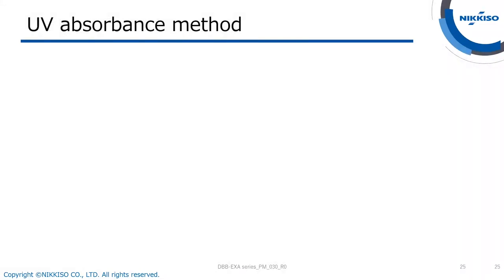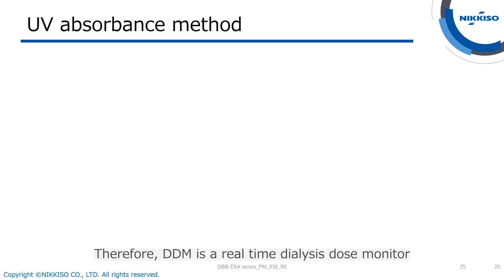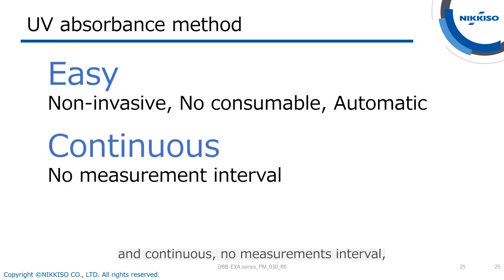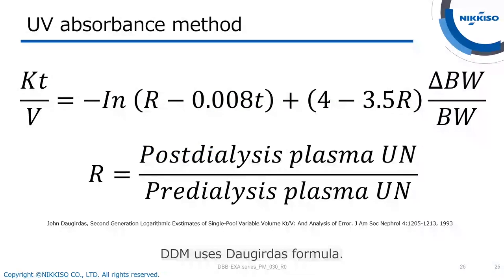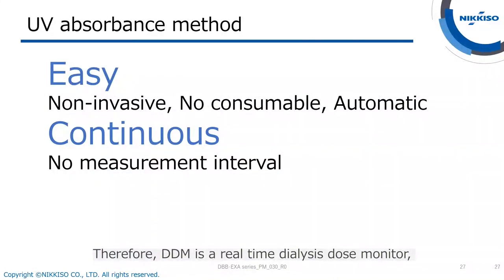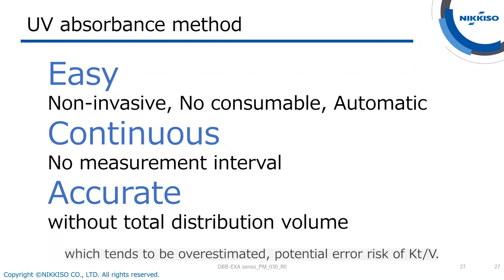UV absorbance method. DDM measures UV absorbance of spent dialysis fluid to obtain Kt/V. Therefore, DDM is a real-time dialysis dose monitor which is easy, non-invasive, no consumable required, automatic, and continuous, no measurement interval. DDM uses Daugirdas's formula. Therefore, it does not use total distribution volume, V. Therefore, DDM is accurate without total distribution volume, which tends to be overestimated, a potential error risk of Kt/V.